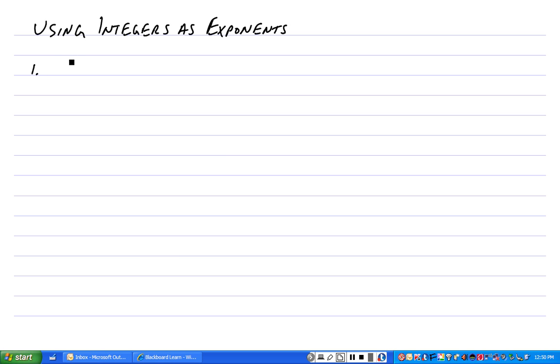First property, b to the n times b to the m. So this is saying you have a power here to the exponent of n, a power here to an exponent of m, but the bases of the two powers are the same. So when you have a situation like that, you get an answer of b to the n plus m. In other words, if the bases are the same, you just add the exponents.